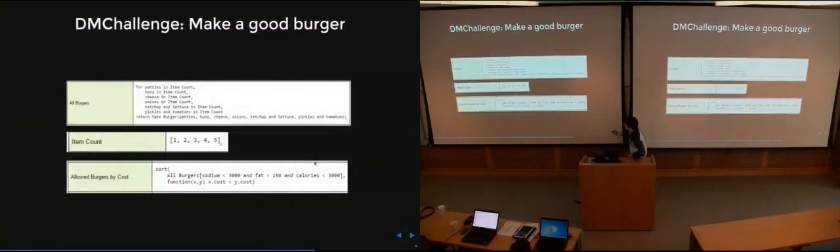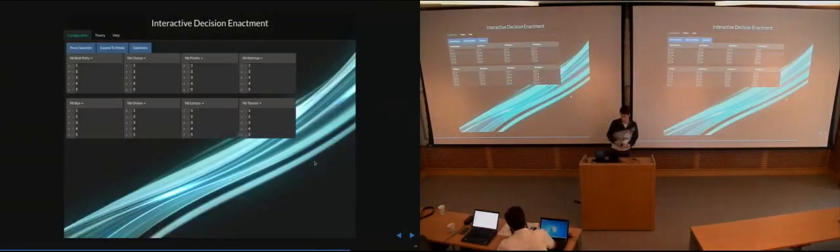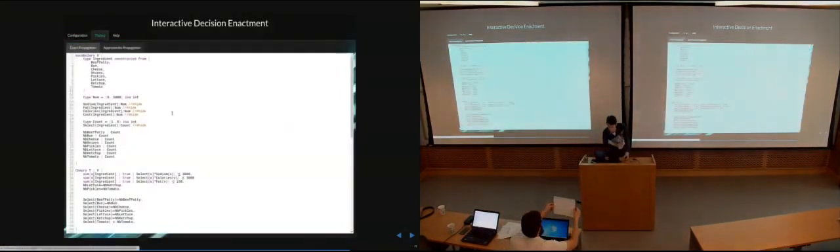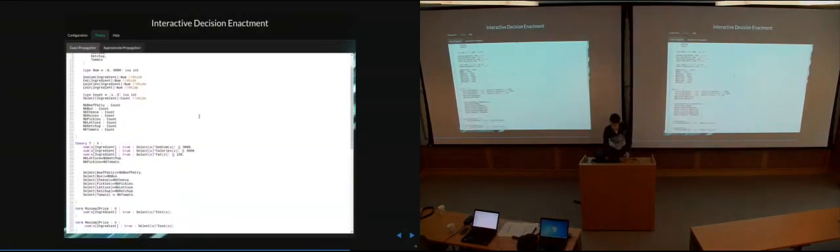Then you say all burgers are the amount. A burger is an amount of items for each kind of item. The count is between 1 and 5, and the allowed burgers are the burgers who are healthy enough. Well, now if I just put this in IDP, you can see it's a very concise representation also, and things like equalities just work.